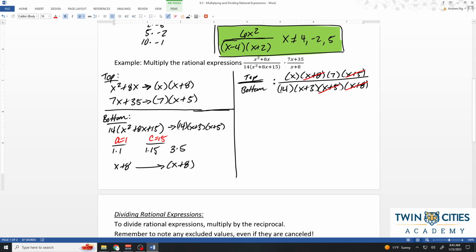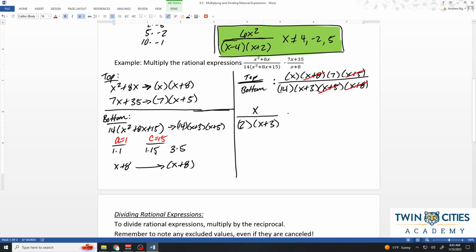Now I also notice that I've got a 7 on the top and 14 on the bottom. 14 is the same as 2 times 7. So I'm going to make this 2 times 7 and then divide the 7 out from the one on top, leaving just x over, this will be 2, and then x plus 3.